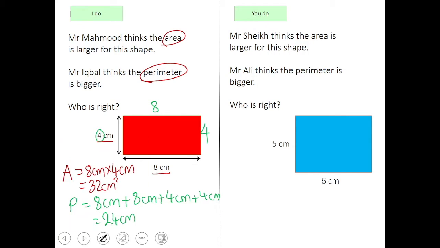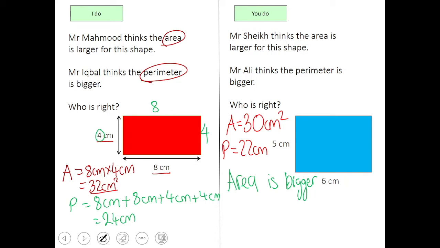So now we can look at these two answers and we know that 32 is bigger than 24, so we know that Mr. Mahmood was right because the area is bigger. So now what I want you to do is pause the video and have a go at the question on the right hand side. You can spend about a minute or two because it's a bit more complicated, and I will put the answer up on the board. Right, so you've got the answer up on the board.